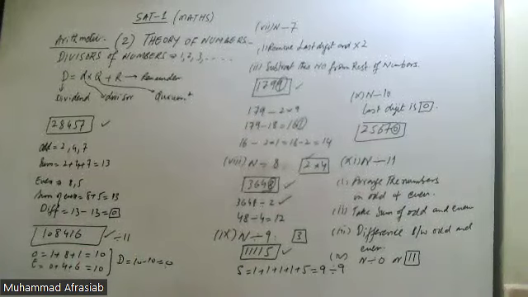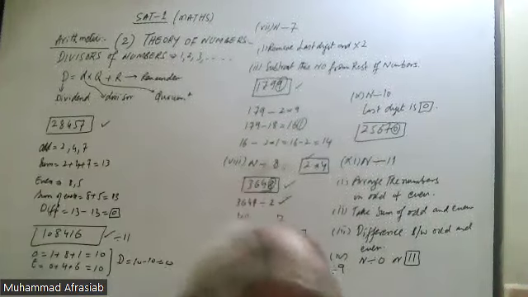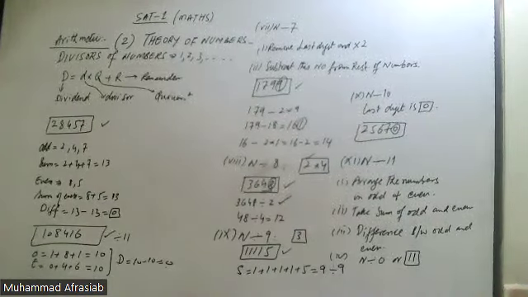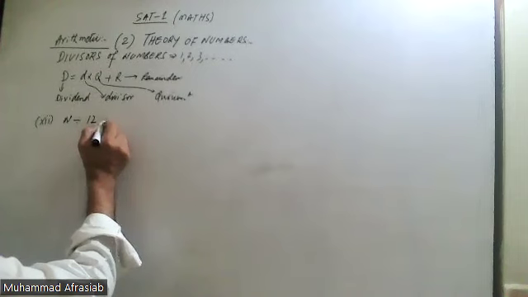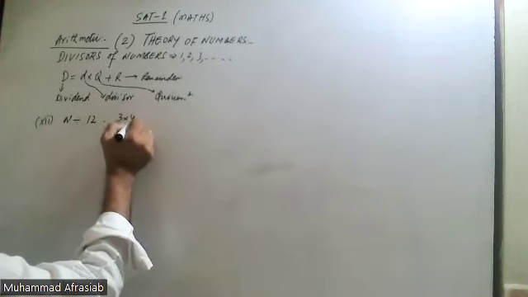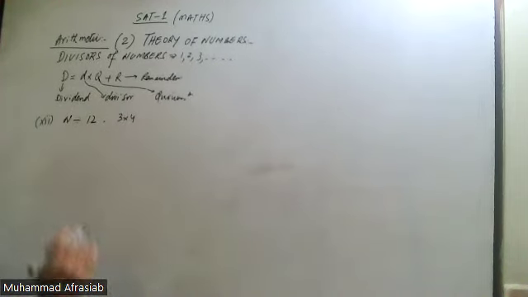And now we will proceed to the numbers 12 onwards. A number divisible by 12. Since 12 is a multiple of 3 and 4, if the rule is valid for 3 and the rule is valid for 4, then this number is divisible by 12. Let's take an example of this number.